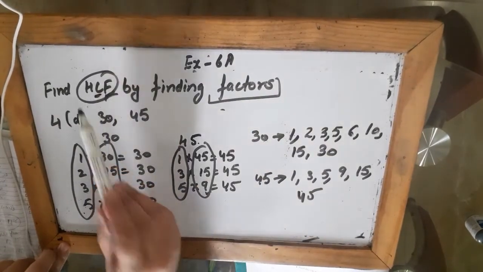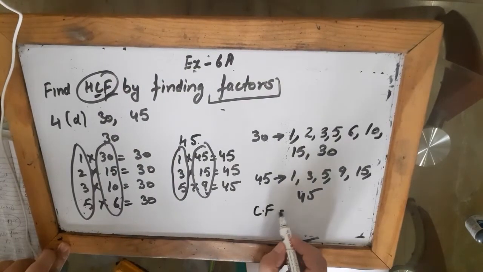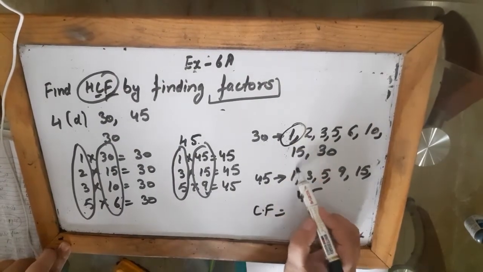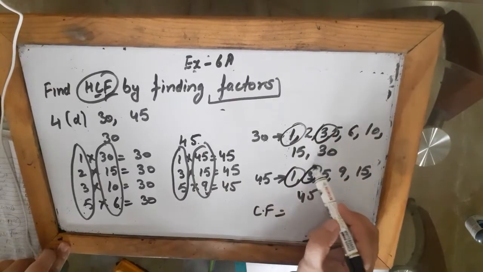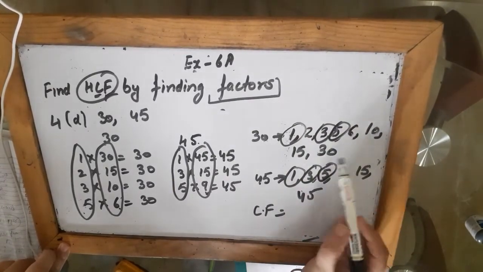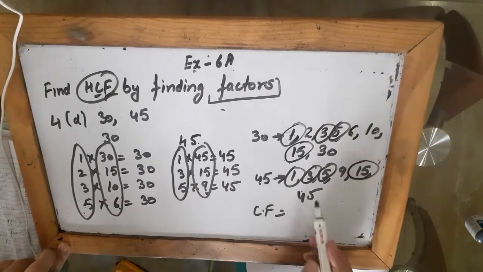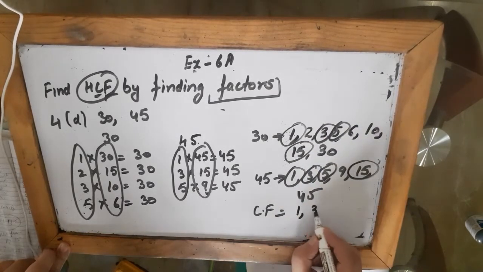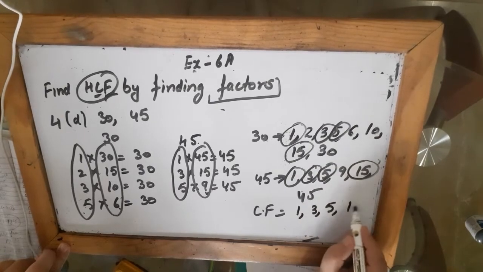Now I have to find the common factors. So which are the common factors in both of them? 1 is common, 3 is common, 5 is common, and what else? 15 also is common. So what are the common factors? 1, 3, 5 and 15.